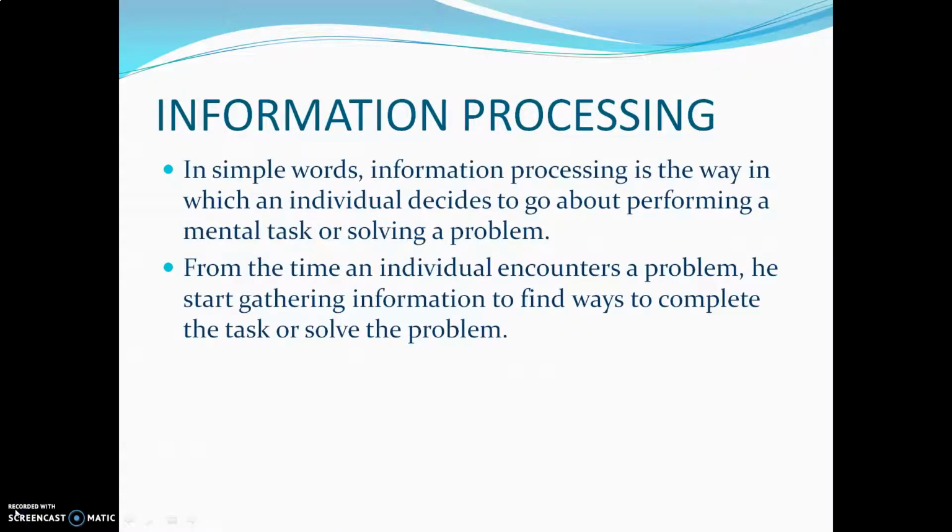First we discuss what information processing is. In simple words, information processing is the way in which an individual decides to go about performing a mental task or solving a problem. From the time an individual encounters a problem, he starts gathering information to find ways to complete the task or solve the problem. From this, we can understand that gathering information is the first step in information processing. After that, we process the information and find the solution for the problem.